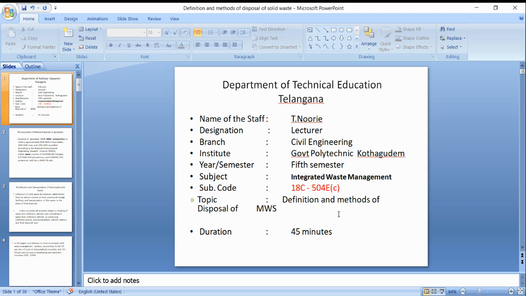I am a civil engineer from Government Polytechnic, Kottagudem. My subject is integrated waste management. In that, I'm going to talk about the definitions and methods of disposal of municipal waste management.